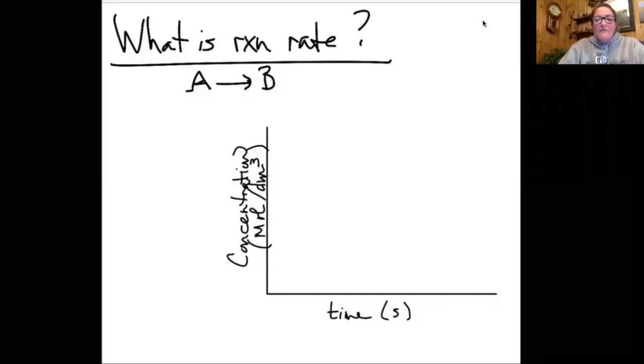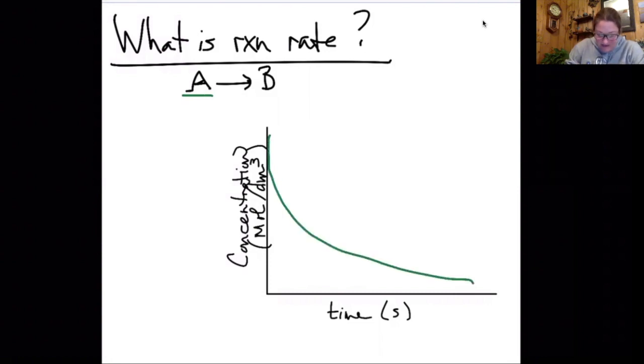Kinetics is the study of reaction rates. So what do we mean by the rate of a reaction? Suppose I have a reaction where A is turning into B. If I monitor the concentration of A over the course of time, I'm going to find that it decreases. However, it does not decrease linearly.